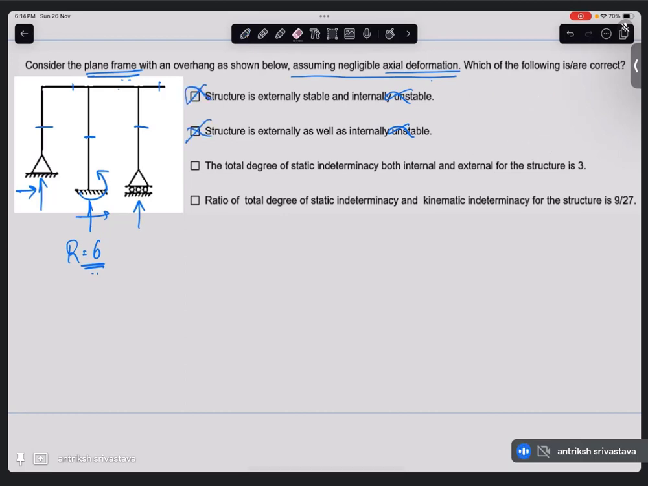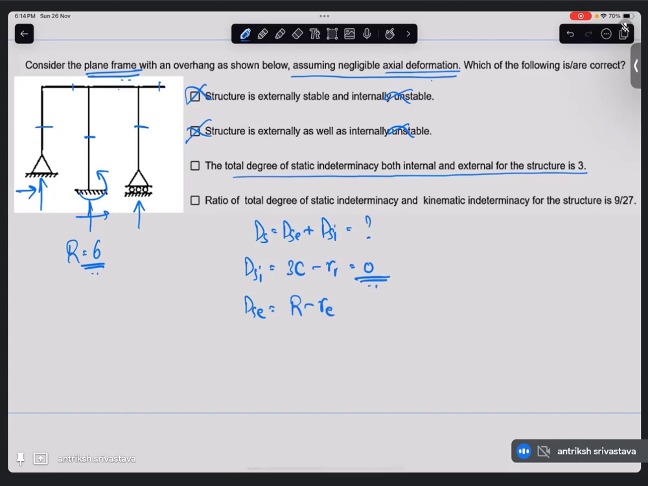What about this? The total degree of static indeterminacy, both internal and external, that is DS, which is DSE plus DSI, is equal to how much? We have already seen that DSI is 3C minus RR, which is 0. What about DSE, which is R minus RE? RE is basically the number of equilibrium equations, we will have 3, right? And how much is R? R is the number of unknown independent reactions, that is 6. So 6 minus 3, we have 3.